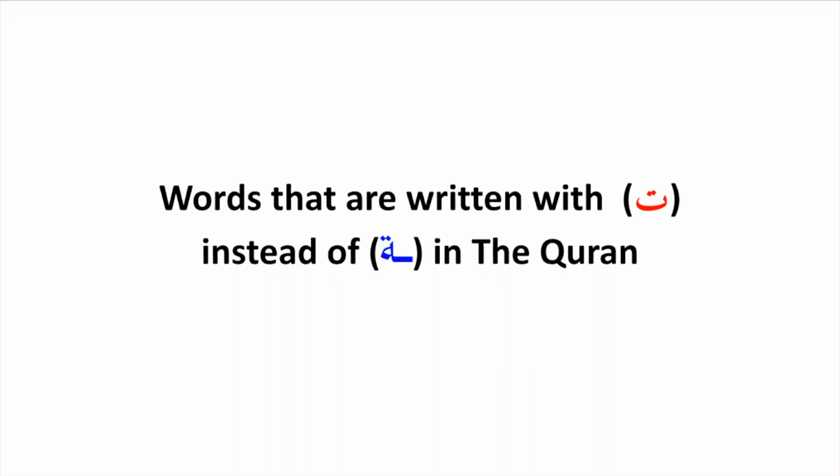The first chapter that we're going to look at today is regarding when the Ta marbuta is written as a flat Ta in the Quran. There are certain places in the Quran where Qiyas says that according to the rules of Imla, I should write this Ta as a Ta marbuta, like in the word Rahmah. Rahmah has a Ta marbuta at the end of it. But there are some places in the Quran where instead of following Qiyas, it's written with a flat Ta.